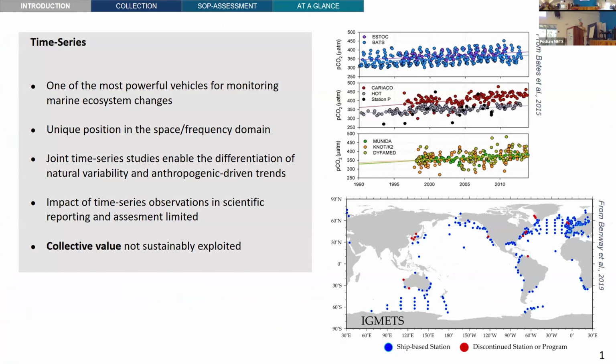And when we think of the collective value of this community, in particular of joint time series studies, they have a huge advantage compared to other observing networks when it comes to enabling differentiation between natural variability and anthropogenic driven events. And there are many one-off joint time series studies which have proven the benefits of this joint time series approach, where you compare trends across several sites.